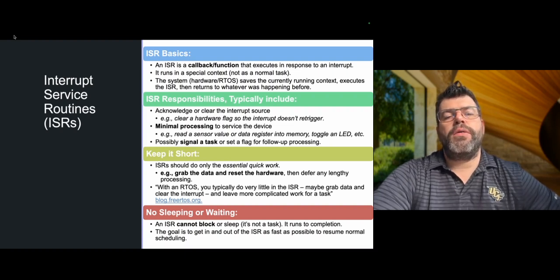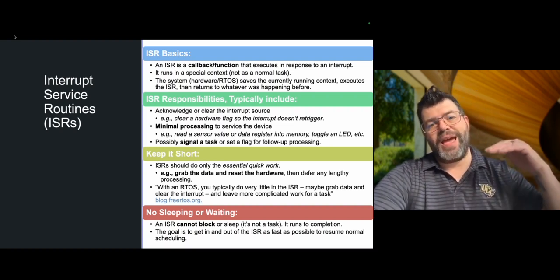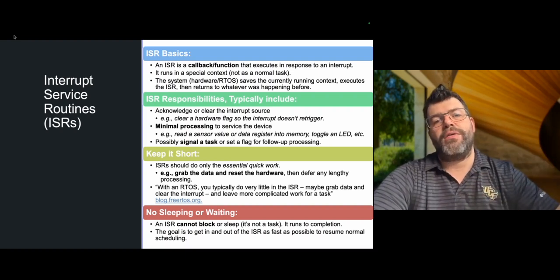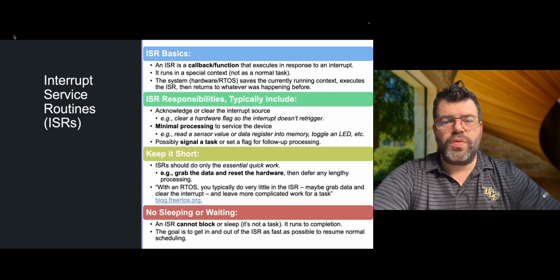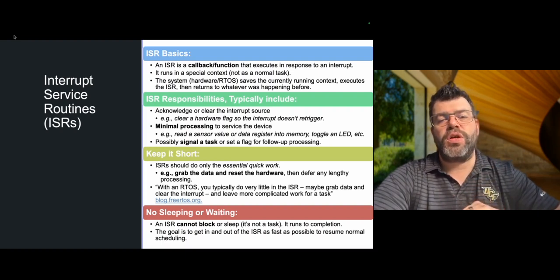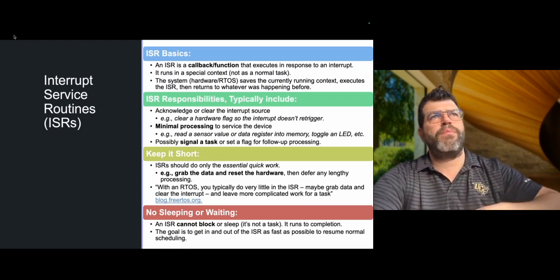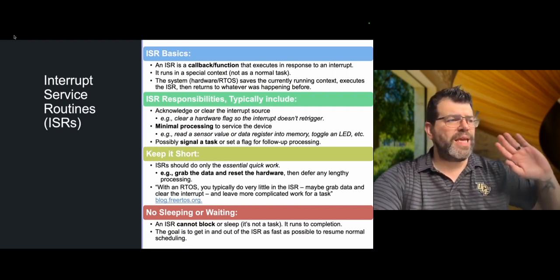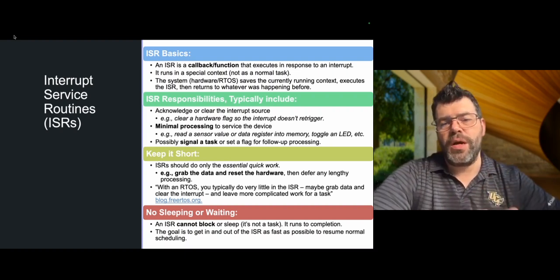So again here, the goal is to get in, clear the flag, and move on quickly, right? These are quick routines. We're keeping it short. We're doing any of the essential work as quickly as we can. Grab data, reset hardware, then anything that needs to happen that's, I'll say, beefier processing, any real computation, should be punted off to a task somewhere.